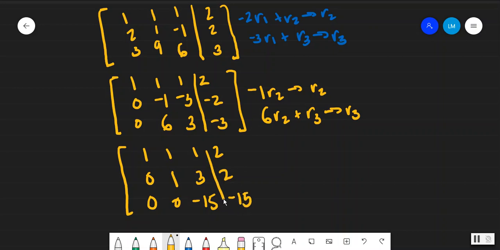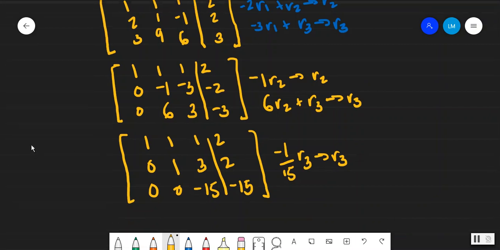Okay, so we have that, and this is going to be such that we can now solve for z. So notice that to solve for z, we just need to multiply by the negative reciprocal, which is negative 1/15, times row 3 to give us a new row 3.